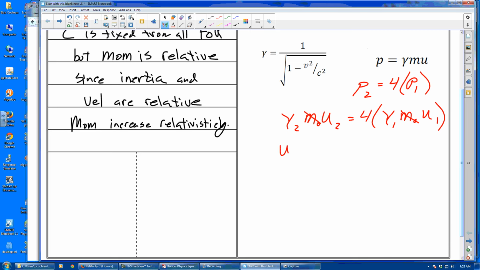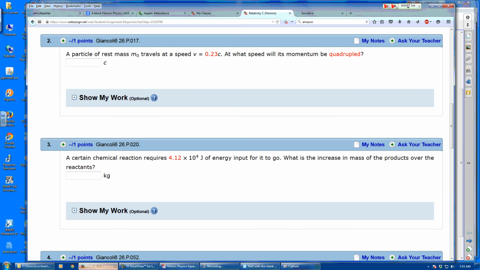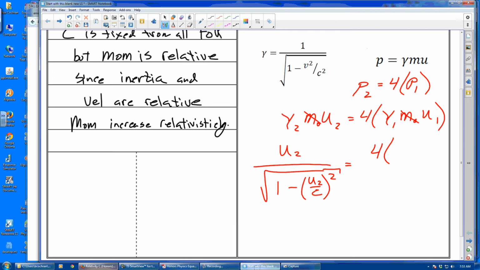I'm left with U2 over the square root of 1 minus U2 over C squared, equals 4 times my U1, which for me is 0.23 C, over the square root of 1 minus 0.23 C over C quantity squared.